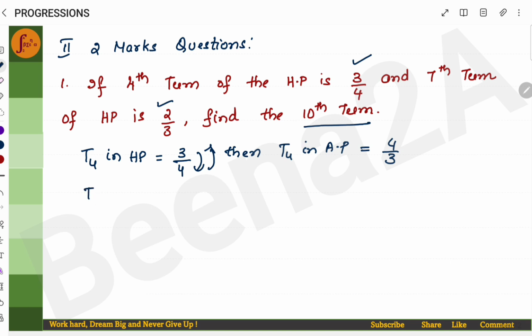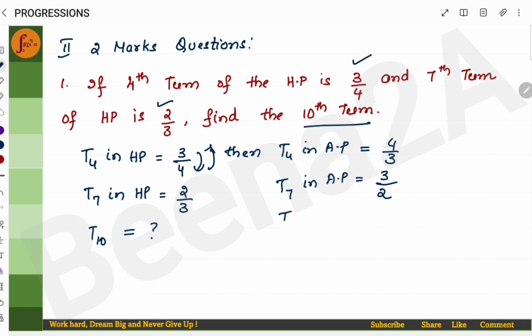Similarly, the seventh term of HP is 2 by 3. Then the seventh term in arithmetic progression would be 3 by 2. Now what do we have to find? We have to find the 10th term.